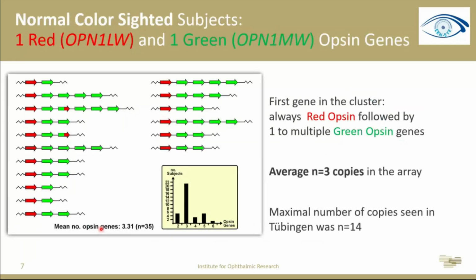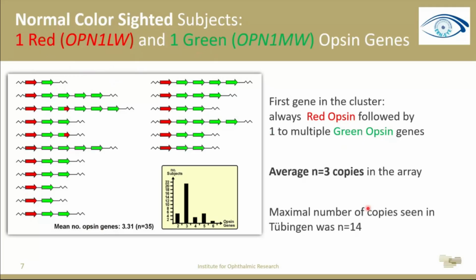If we look at the gene cluster in more detail, we see that male subjects have different numbers of genes within the cluster. To be a normal color-sighted subject, it would be completely sufficient to have one red opsin gene and 1 green opsin gene. But actually, many more are within the cluster, and on average there are 3, but within our studies we have seen as many as 14 genes in this cluster.